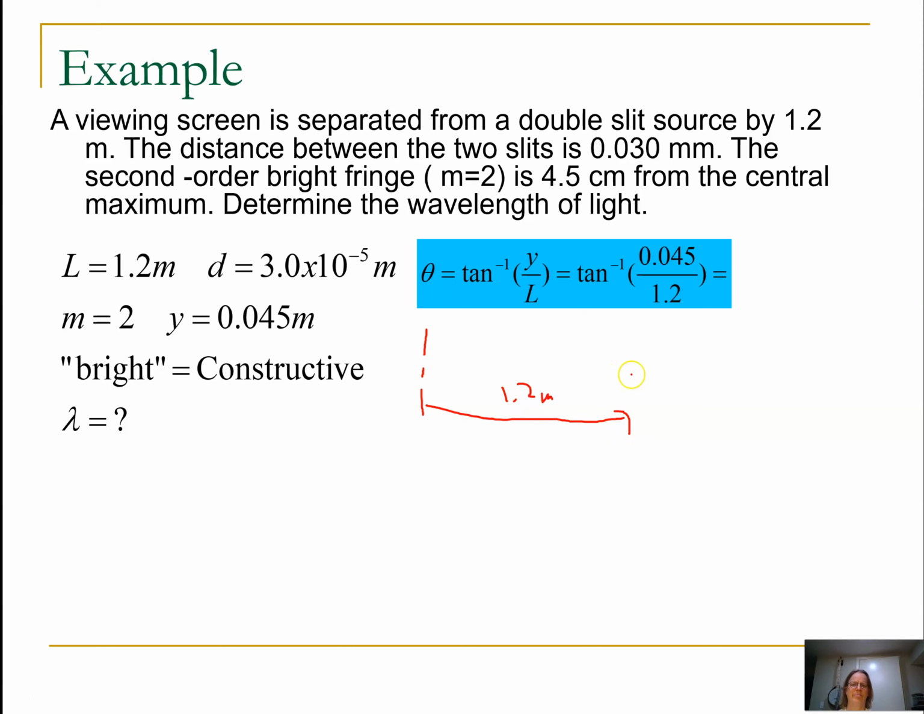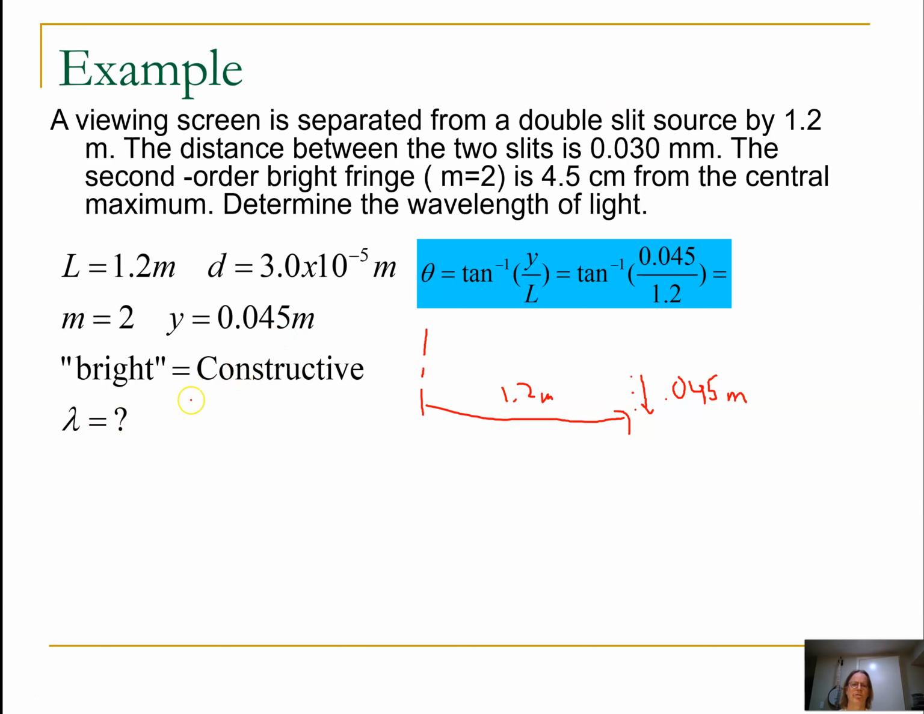And as your light comes through, there's your central maximum right over there. Then you've got a bright spot, then another bright spot over here. And that bright spot there is 0.045 meters. Got to remember to be in the same units for everything. Since we're in meters for the 1.2, we'll be in meters for everything else.